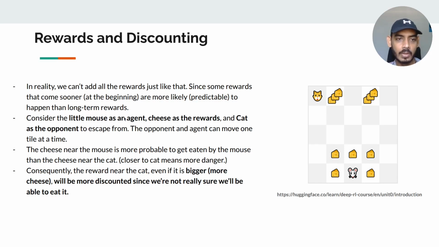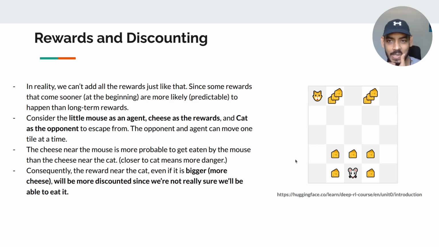Okay, so in this case, some rewards are ones that come sooner, which are nearer to the mouse and more likely to happen. These rewards you will be able to get easily. And some rewards which are here are difficult to get, because the closer the mouse goes to these rewards, the better the chances of getting eaten by the cat.